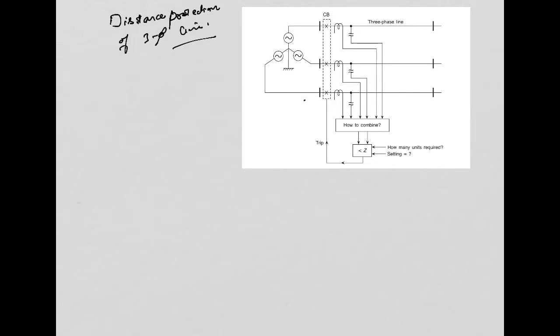If not, how many distance measurement units will be required for catering to all the 10 shunt faults? Then what will be the setting of the distance measuring units, and whether to measure the positive sequence impedance, the negative sequence impedance or the zero sequence impedance. These are the things we have to take into consideration. The diagram here shows the protection of the three-phase line.